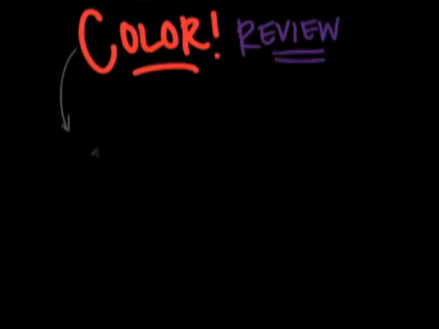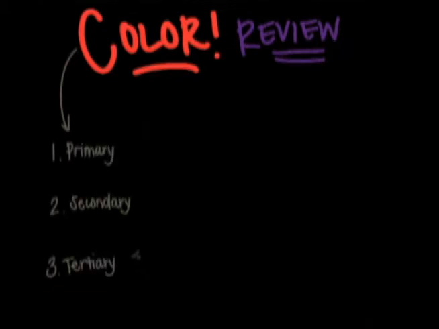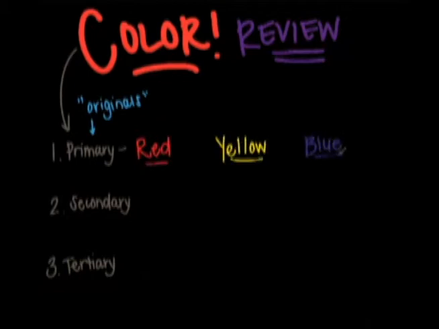So now that we've talked all about colors, what they are, and color schemes and tints and shades, I think it's time for us to review. First, we talked about the 3 different groups that color can be put in. There's the primary, secondary, and tertiary. We know that our primaries can't be made from anything else because they are our originals. We have red, yellow, and blue.